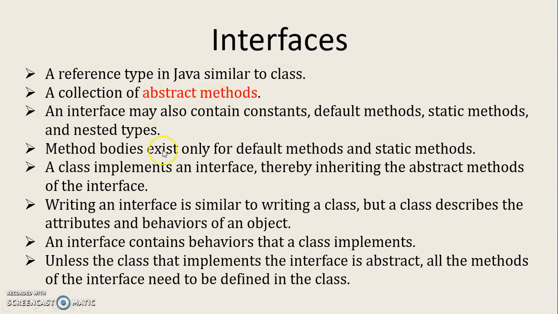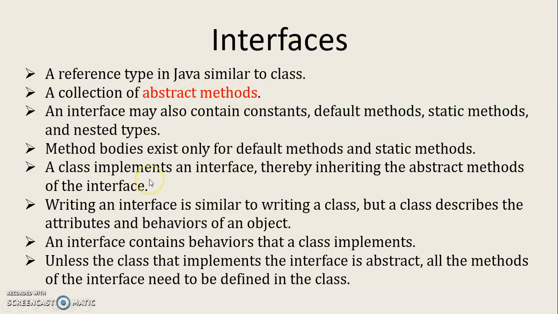Another important difference is that all the methods defined inside the interface are abstract in nature. That means all the methods should be abstract. We couldn't include the body of an instance method inside the body of an interface. But an interface may contain constants, default methods, static methods, and nested types. If a method is default or static, you can include the method body inside the interface. Otherwise you couldn't, because otherwise the method automatically becomes an abstract method.